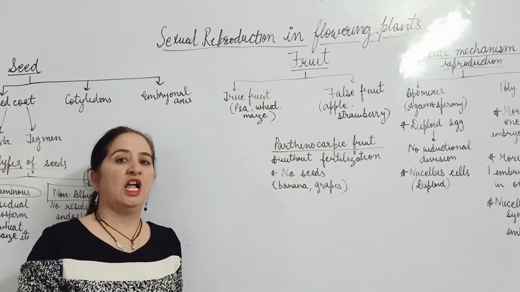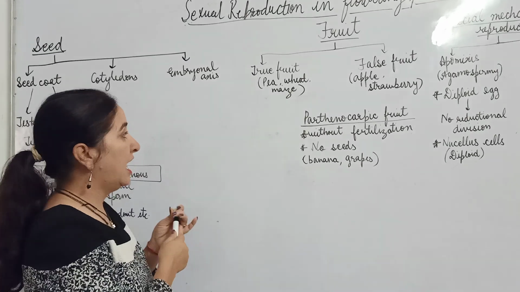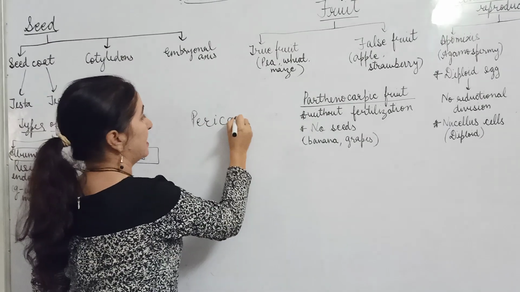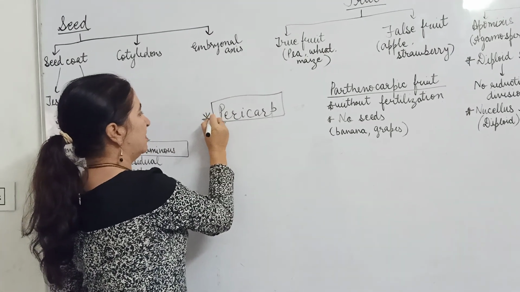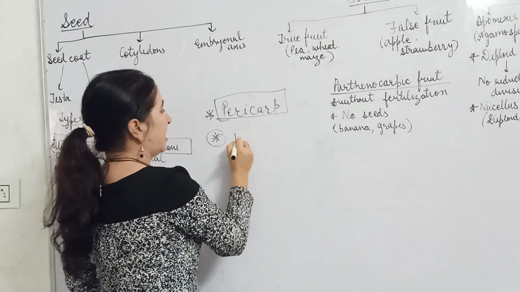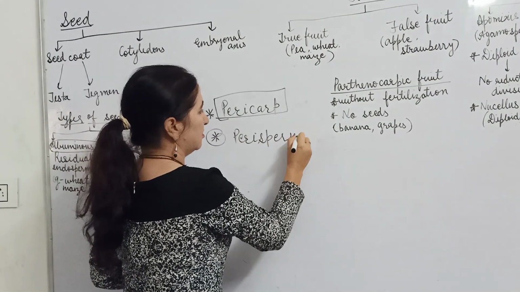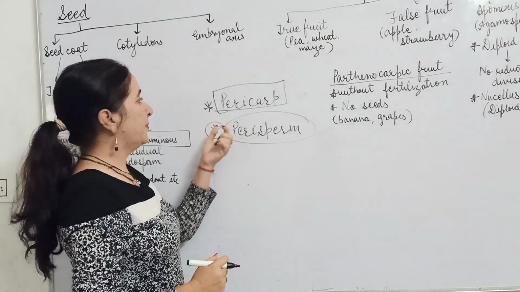Let's come to discuss fruit. What is fruit? After fertilization, the ovary matures and is converted into fruit, and the outermost covering of the fruit is known as pericarp. Here I want to make a mention of the difference between pericarp and perisperm. These two are very confusing words, that's why I am giving a focus here.